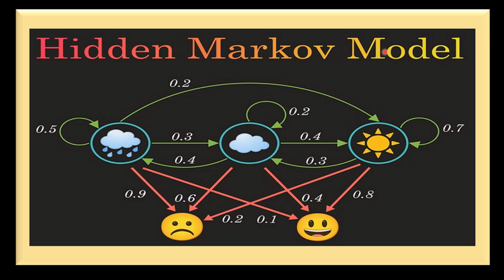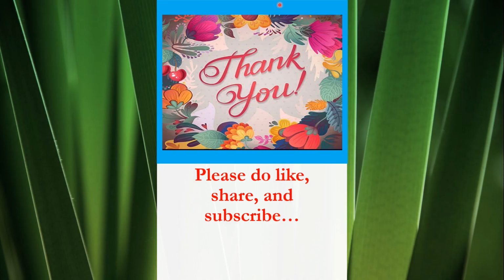To summarize this, we can say hidden Markov models are mathematical models used to describe situations where we observe the effects of a process but not the process itself. A hidden Markov model consists of unobserved states, observations, transition probabilities, and emission probabilities that are used in various fields such as natural language processing, speech recognition, and bioinformatics.